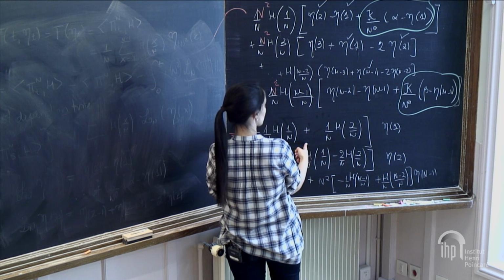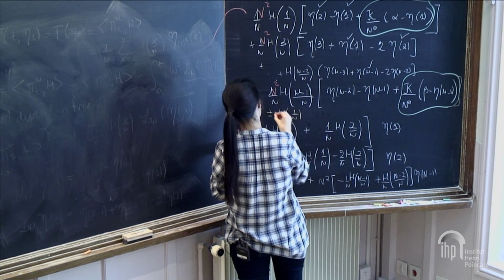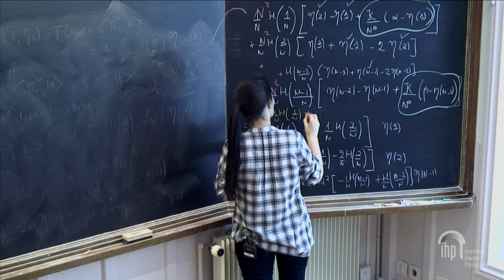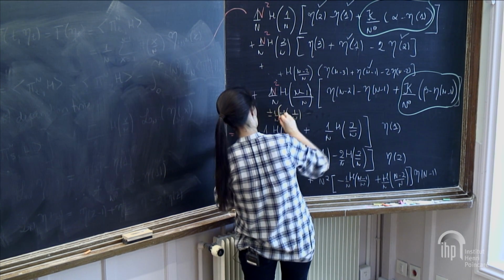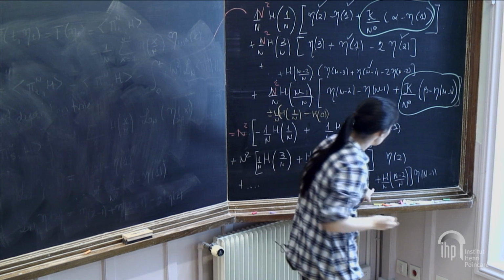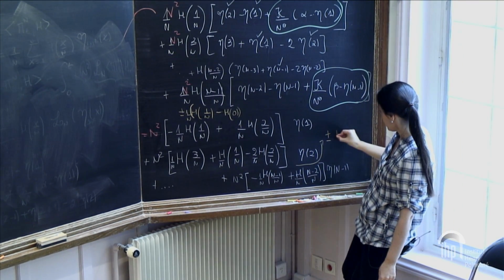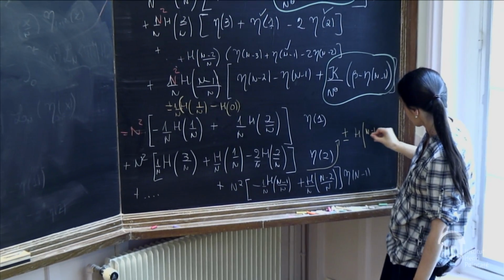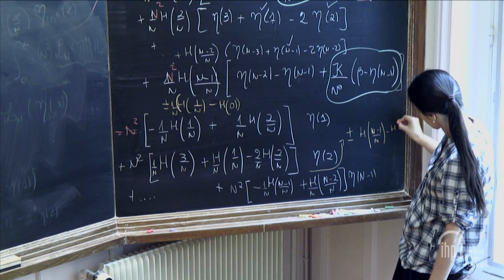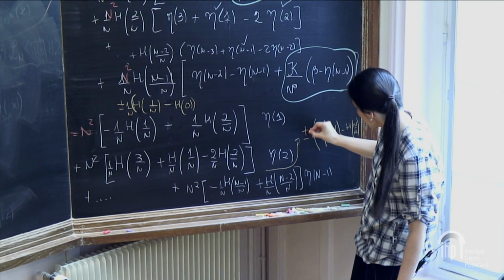So to have a discrete Laplacian, I'm going to sum and subtract h at 1 over n, h at 0. And I will do the same thing here. So I sum and subtract the h at n minus 1 over n minus h at n over n, which is h at 1. And there is a 1 over n, which is missing.